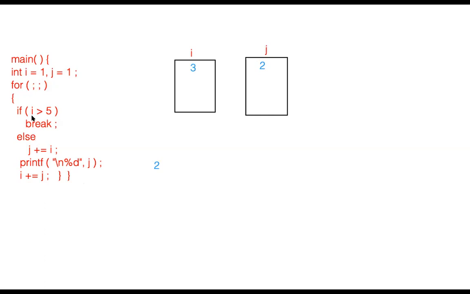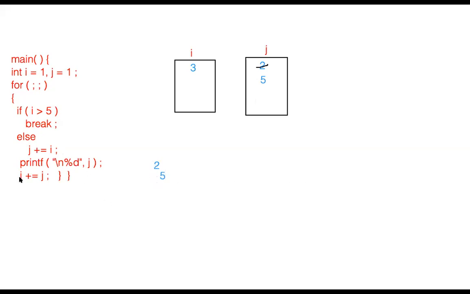Now in the second iteration, i value is 3, the condition is again false. So j is equal to j plus i. j is 2, 2 plus 3 is 5. So the new value of j is 5. The previous value of j, 2, gets erased. Now the next one, printf j, so 5 will be printed.